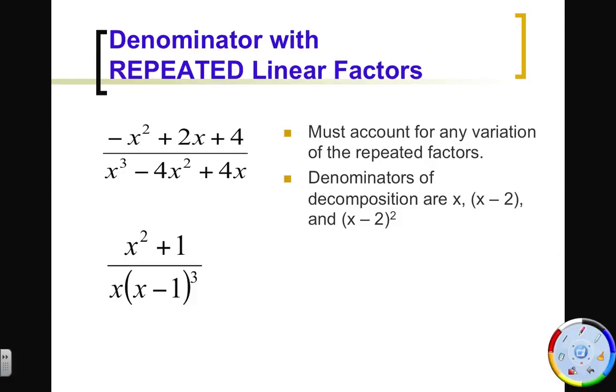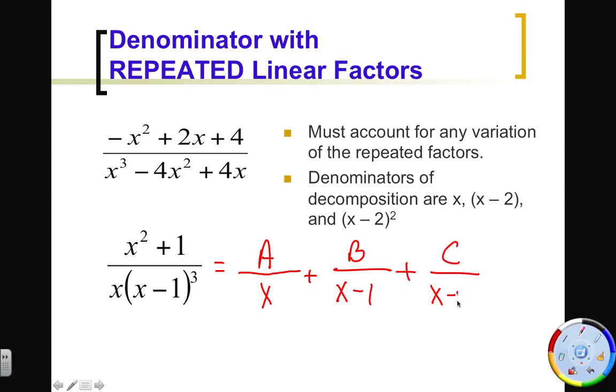This one's a little bit more challenging. x squared plus 1 over x times x minus 1 cubed. Here is where I would need an A over x. I would need a B over x minus 1. I would need a C over x minus 1 squared. And I would need a D, oops, it'd be helpful if I wrote a D where I needed a D. D over x minus 1 cubed.